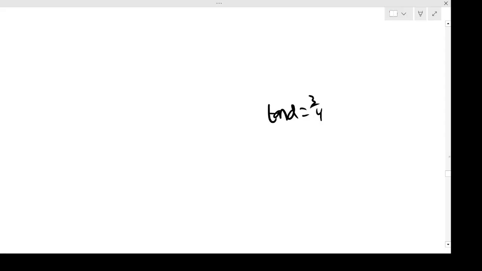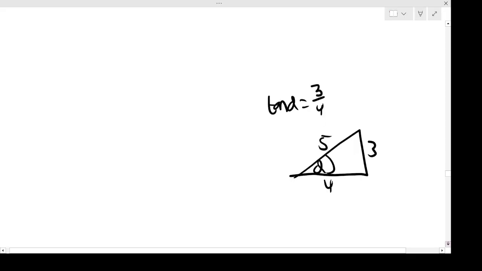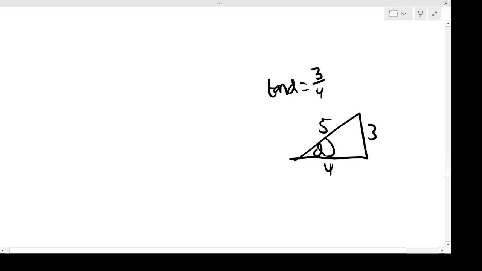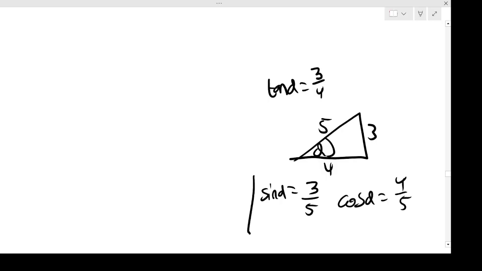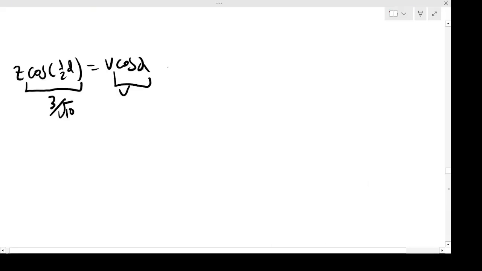So if I do the same sort of triangle, we have angle alpha. The opposite has to be 3 and the adjacent is 4. So Pythagoras tells me it's going to be 5 for the hypotenuse. Hopefully you're with me here. And so sine of alpha is opposite, 3, over hypotenuse 5, and cos alpha is going to be 4 over 5. So now we also have an expression for cos alpha, which is 4 over 5.